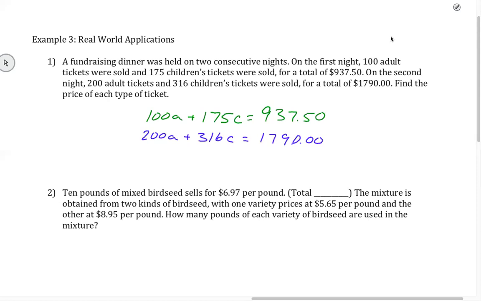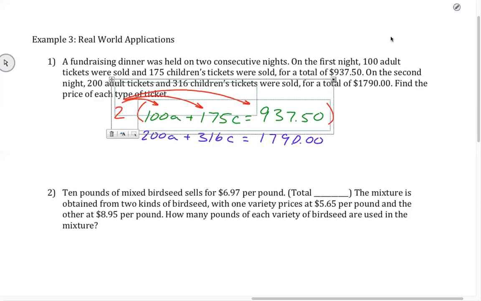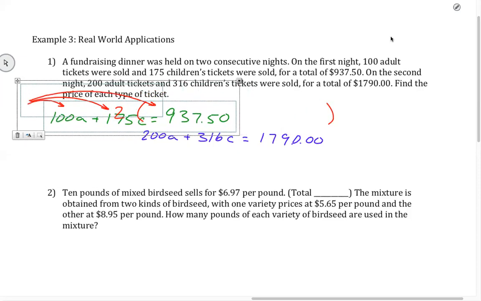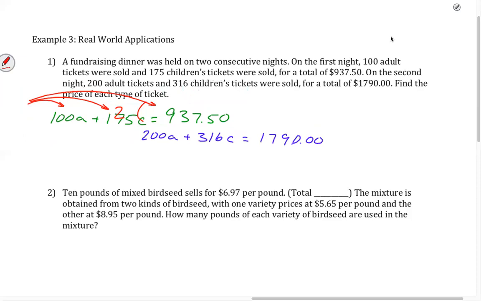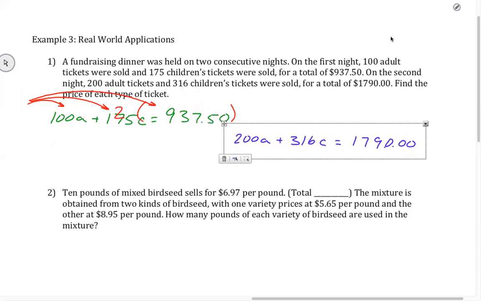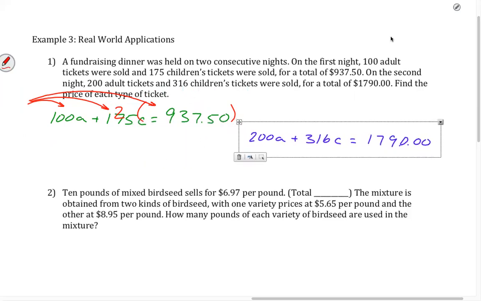So here's a different way to do this problem, Julia. Do you see how the A's are lined up and the C's are lined up and then your number? Do you see 100? Can't you make 100 into 200 by just multiplying it by 2? So if I multiply this by 2, I'm not going to do the whole problem.